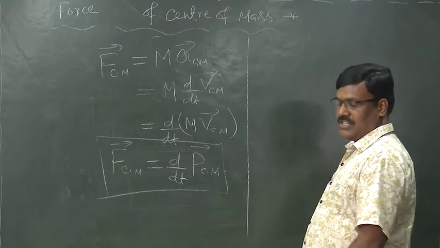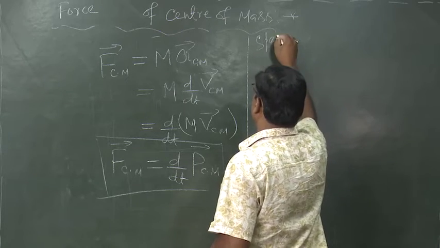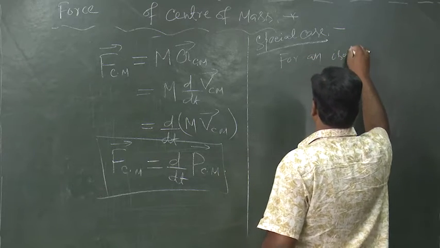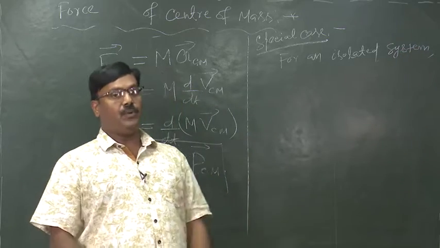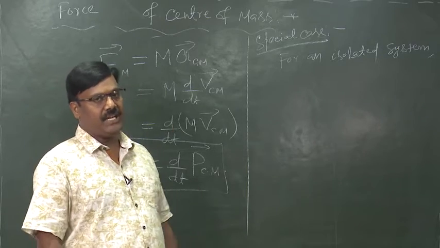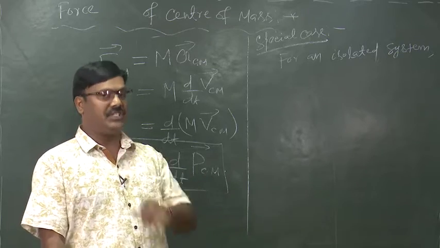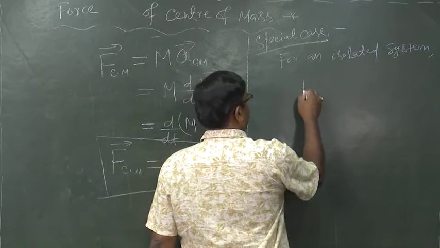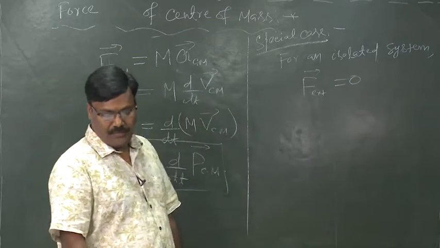Let us consider the case of an isolated system. Special case: for an isolated system, the external force acting on the system is 0, because previously we have known that for an isolated system no external force acts on the system. So, here for an isolated system F external will be equal to 0.